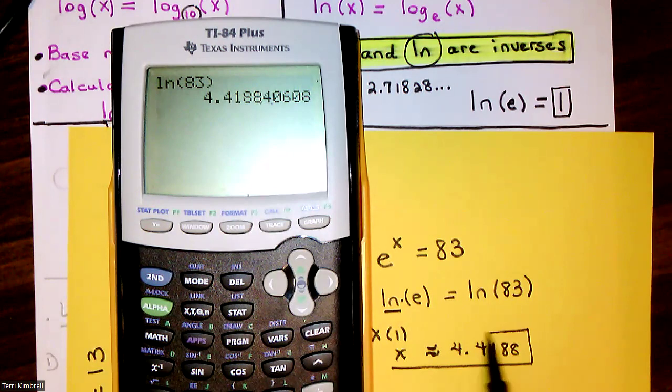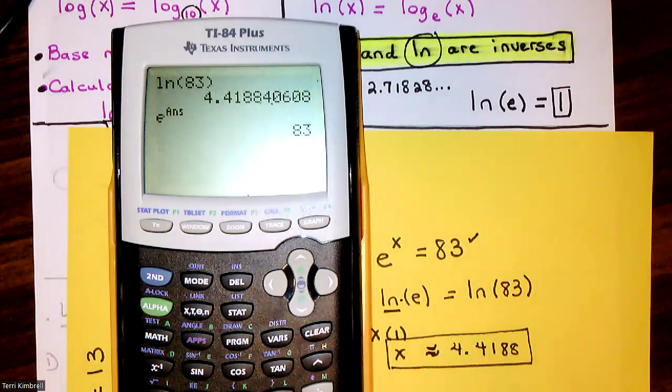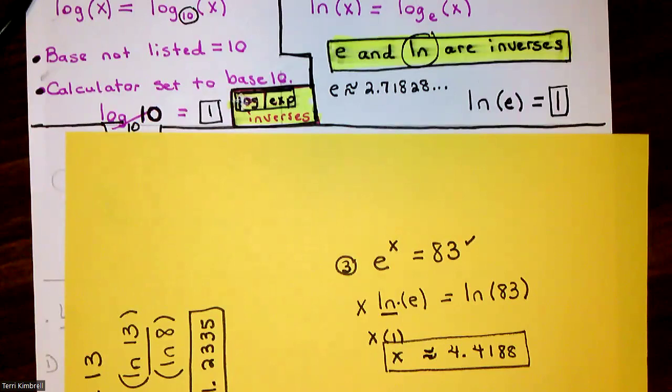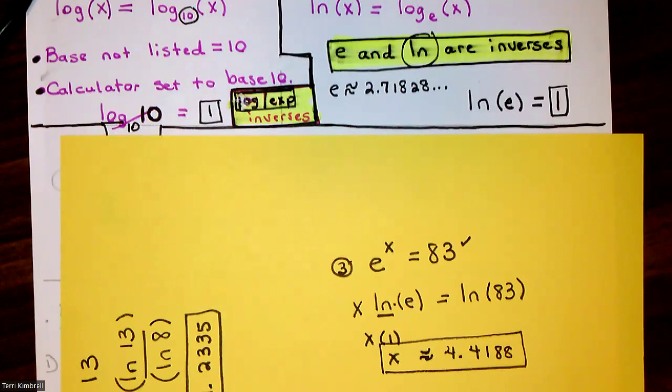So if I was to check this, because sometimes they're going to want exact answers, and we're going to talk about that in a minute, I would do second E, and I would do second answer, and then you would see that E to that power would give you 83. So that's why these are important to know. So you're going to be able to solve equations with this.